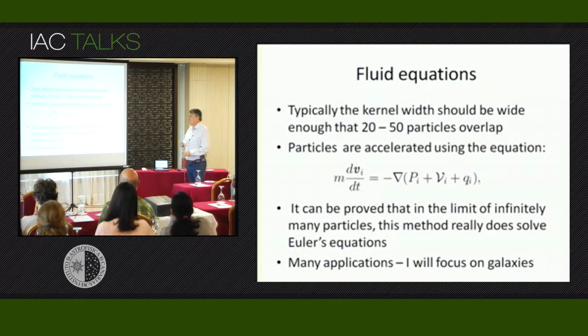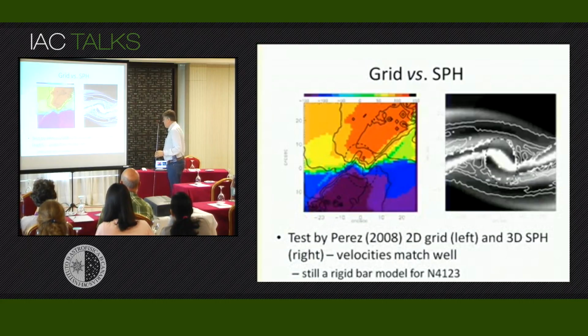It can be proved, and mathematically it has been proved, that smooth particle hydrodynamics really does solve Euler's equations properly in the limit of infinitely many particles. But of course, you have to use only a finite number, and so this is an approximation to those equations, a different approximation than the grid, but nevertheless an approximation. Smooth particle hydrodynamics has been used for many different applications. You can look at Joe Monaghan's website to see some of the interesting things he's done with it. But I'm going to focus entirely on its application to galaxies.